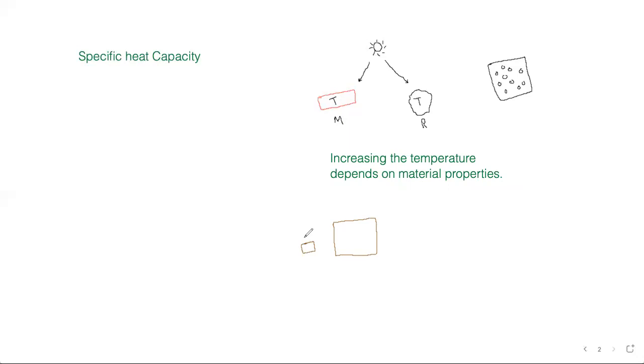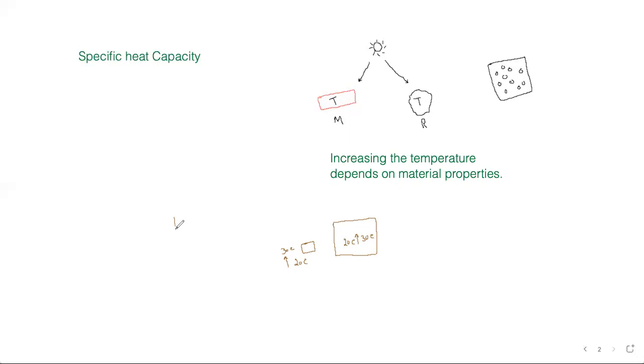For example, both are at 20 degrees centigrade. I want to increase this one's temperature to 30 degrees centigrade, and this one also to 30 degrees centigrade. Which piece can you easily heat up, the smaller piece or the bigger piece? Smaller piece. Okay.